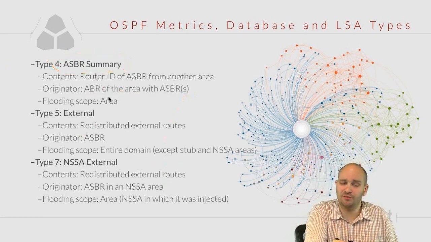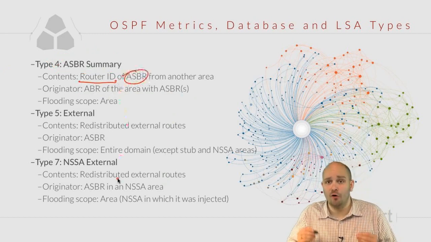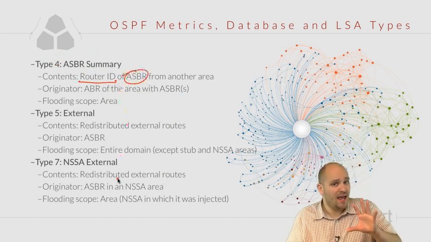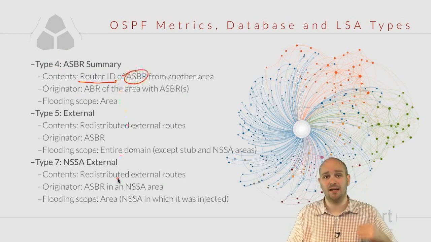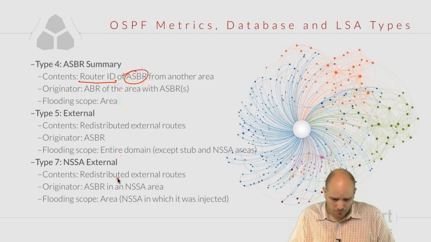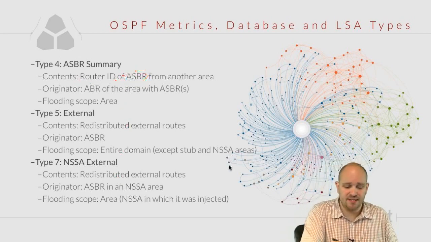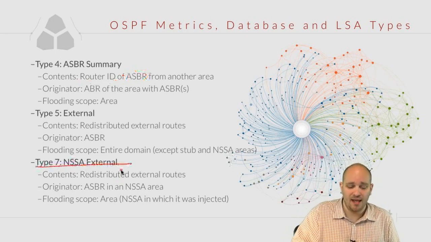And the contents of type 4 LSA will be the router ID of the ASBR from another area. And again, this is something that I will explain in a little bit more detail when I talk about external routes and inter-area operations. Last but not the least, there is type 7 LSA.